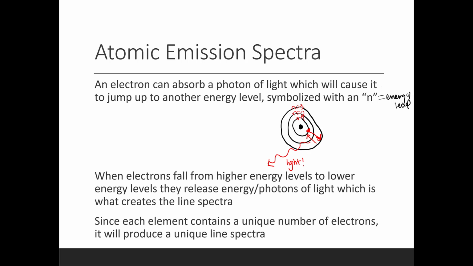Since each element contains a unique number of electrons, right, we're not talking about hydrogen anymore, we can get unique line spectra for each atom. So each element can be identified by its unique line spectra. It's like a fingerprint in humans.